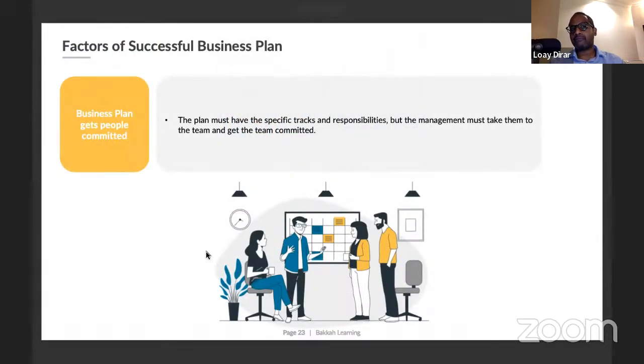Okay, another factor for successful business plans is that a business plan gets people committed, definitely. Once you develop a business plan, top management will be involved, investors will be involved, and those who are going to be in charge of implementing your business plan, definitely they're going to be highly committed in backing your idea.